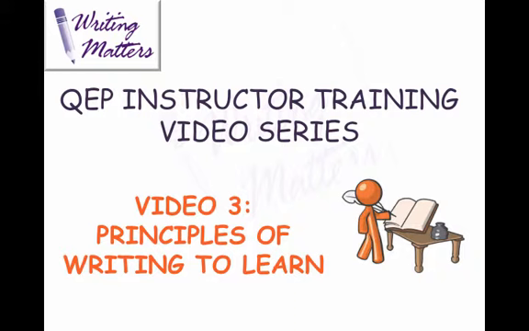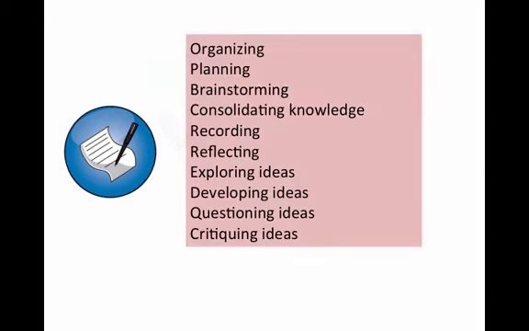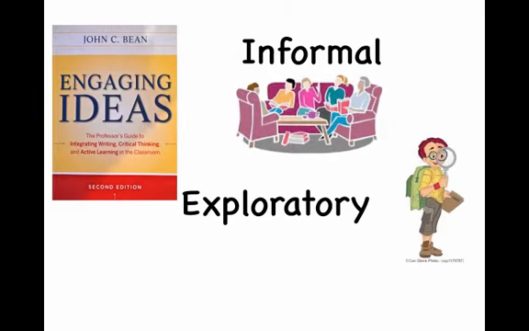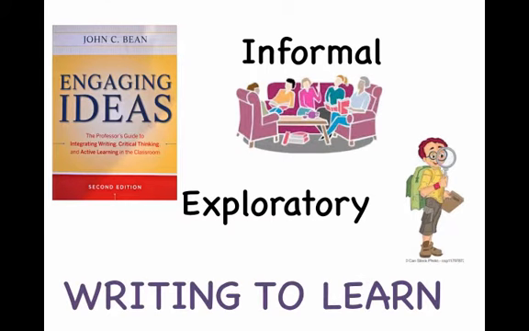At the end of the last video, I asked you to write down all of the types of writing that you do for a whole variety of purposes: organizing, planning, brainstorming, consolidating, learning, recording, reflecting, exploring and developing new ideas, questioning and critiquing ideas. Then you read Chapter 7 of Bean, who calls this kind of writing informal and exploratory. This kind of writing is what our QEP refers to as writing to learn.